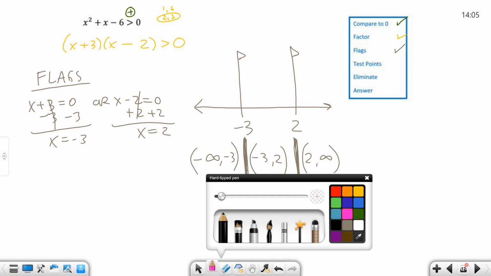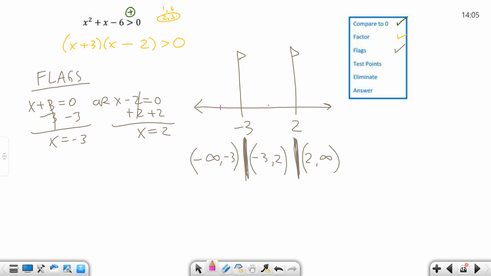I need to now come in here and do what? Find some test points. So what is a number less than negative 3? Be careful. You have to make sure you get something to the left of negative 3. So negative 87. I know that's kind of crazy, right? But I'm kind of crazy. It can be negative 4, negative 15, negative 10, whatever, negative 87. I don't know why I picked 87.